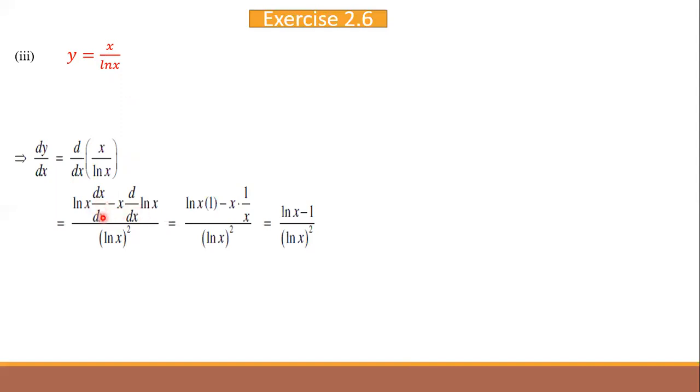The derivative of x with respect to x is 1, and the derivative of natural log of x is 1 by x. This cancels out with this. Our final answer is natural log of x minus 1 over natural log of x whole square, which is the simplest form. Now the next part is y is equal to natural log of 9 minus x square.